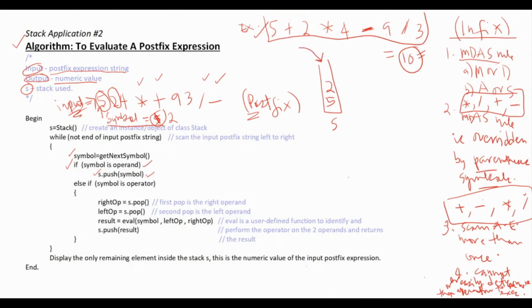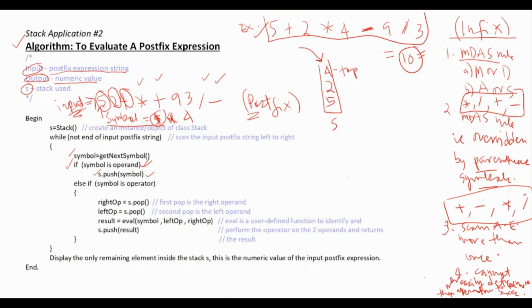So we have now 2 here. This is now the top element. And on the third iteration, the next symbol is 4. And this is an operand, so we push it again into the stack. So we have 4 now as the top element.